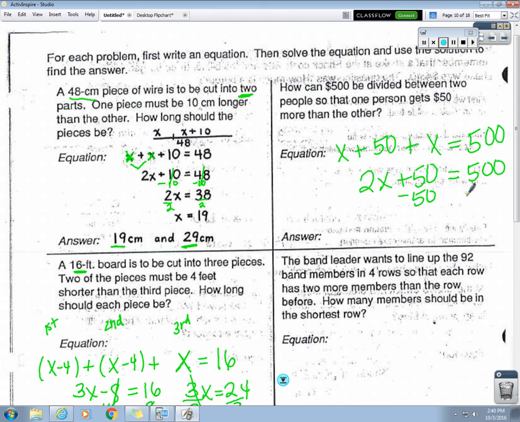Right? And so that gives me 2x equals 450. And now what do I do? Divide by 2, so x equals 225. Now, that's just regular x. That's not the person who got x plus 50, right? How much did he get? 275. And did those amounts really add up to 500? Yes.